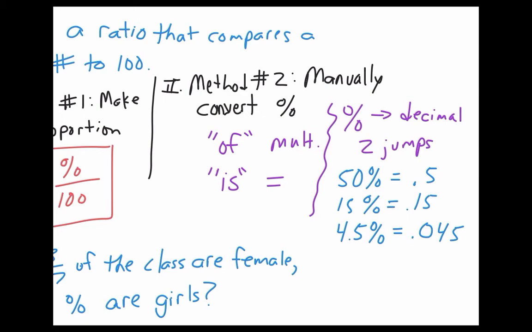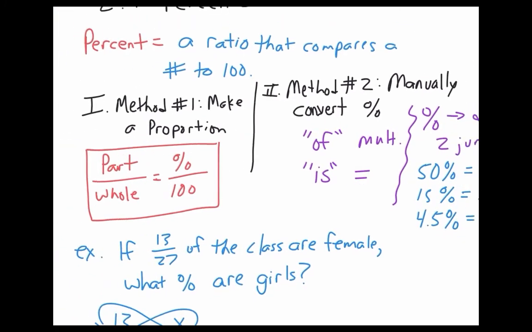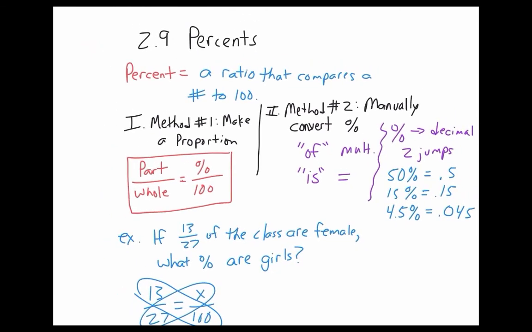Does that make sense? What we're really just doing there is this right-hand side of our proportion. When you take that percent, the 50% divided by 100, it gives you 0.5. If you put a 15 in here, 15% divided by 100 gives you 0.15. So we're kind of manually doing that right side of the equation.